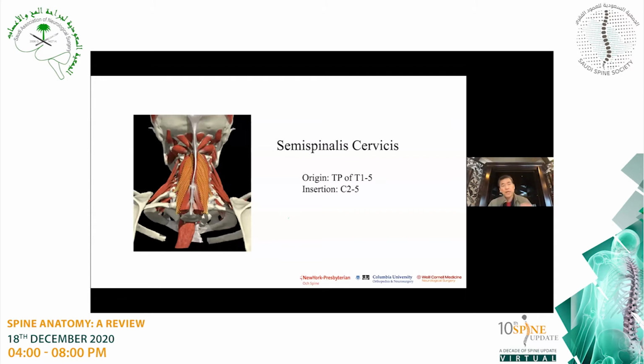Now, why is this important? Because if you use transverse process hooks and you detach all of those muscles from there and you don't do a good closure, then it can lead to proximal junctional kyphosis. That's why you've got to make sure that you don't detach those muscles. And if you do, you have to reattach them and close the wound very carefully.